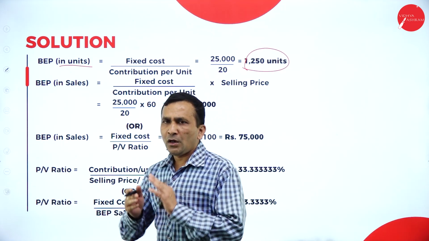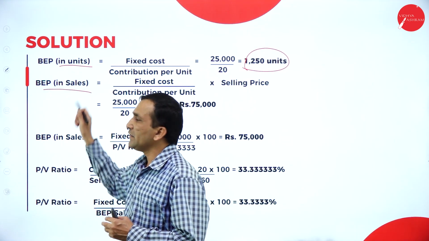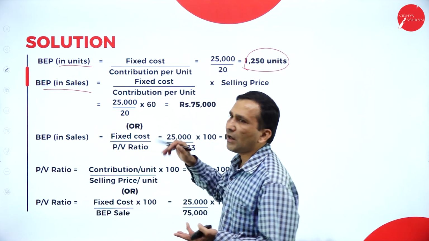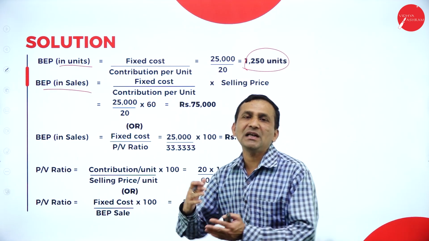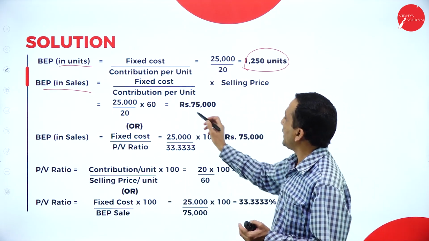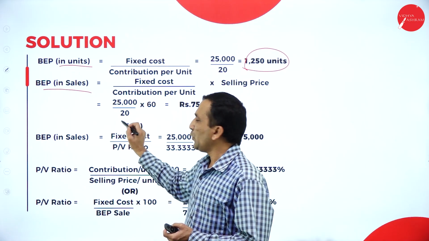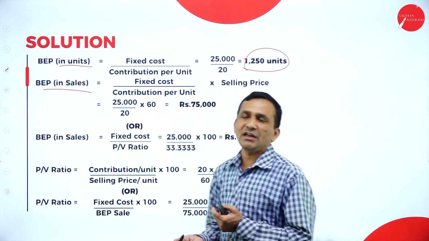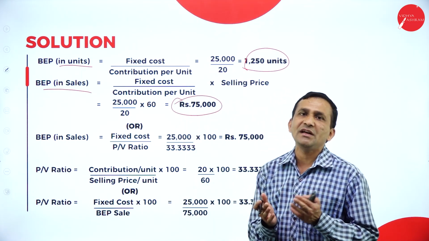Now with the help of the break-even unit, next we can immediately calculate the break-even sales. Break-even sales, the same formula: fixed cost divided by contribution per unit, multiplied by the selling price. The fixed cost is 25,000, contribution per unit 20, and the selling price given in the question is 60. So 75,000 we are getting. The sales value we got is 75,000.